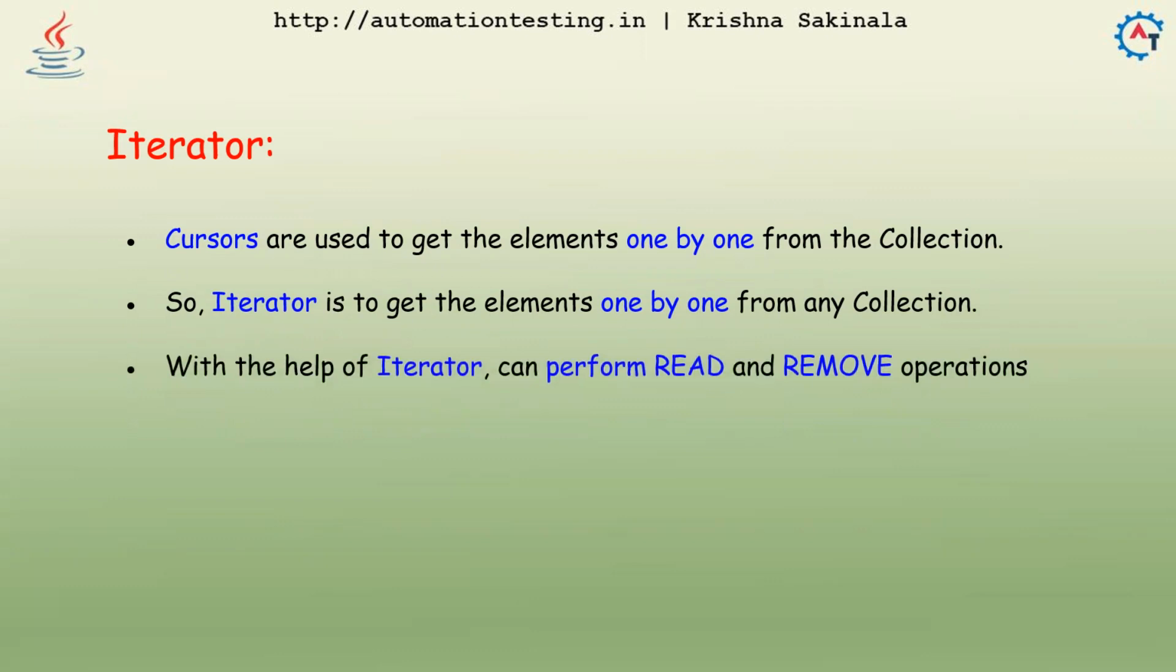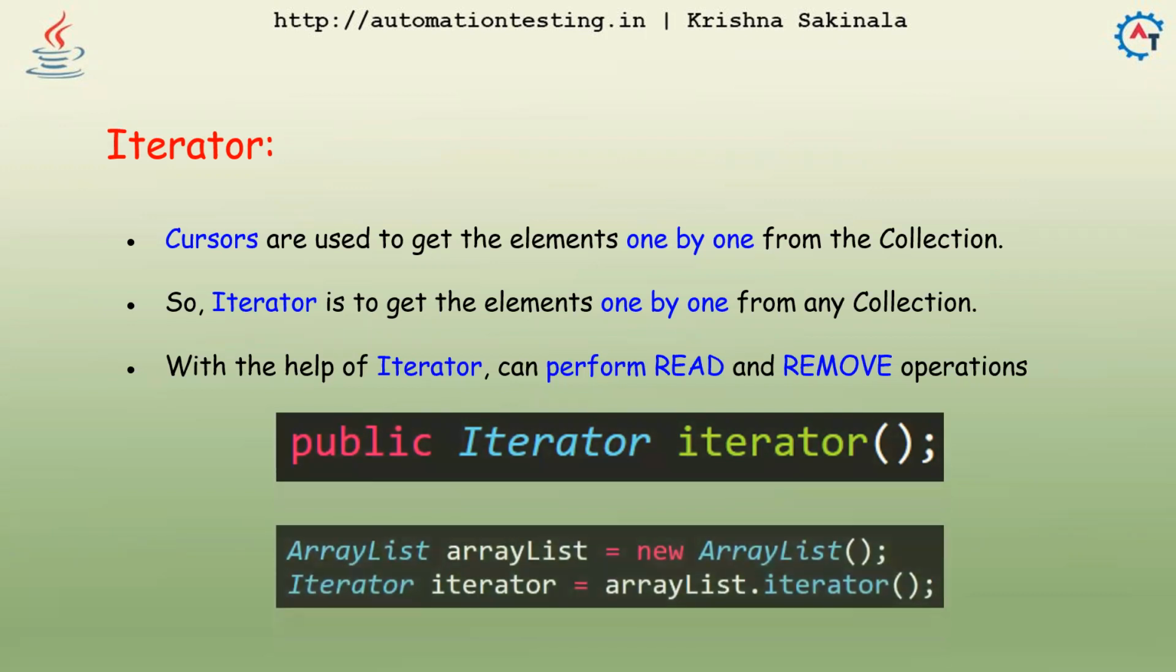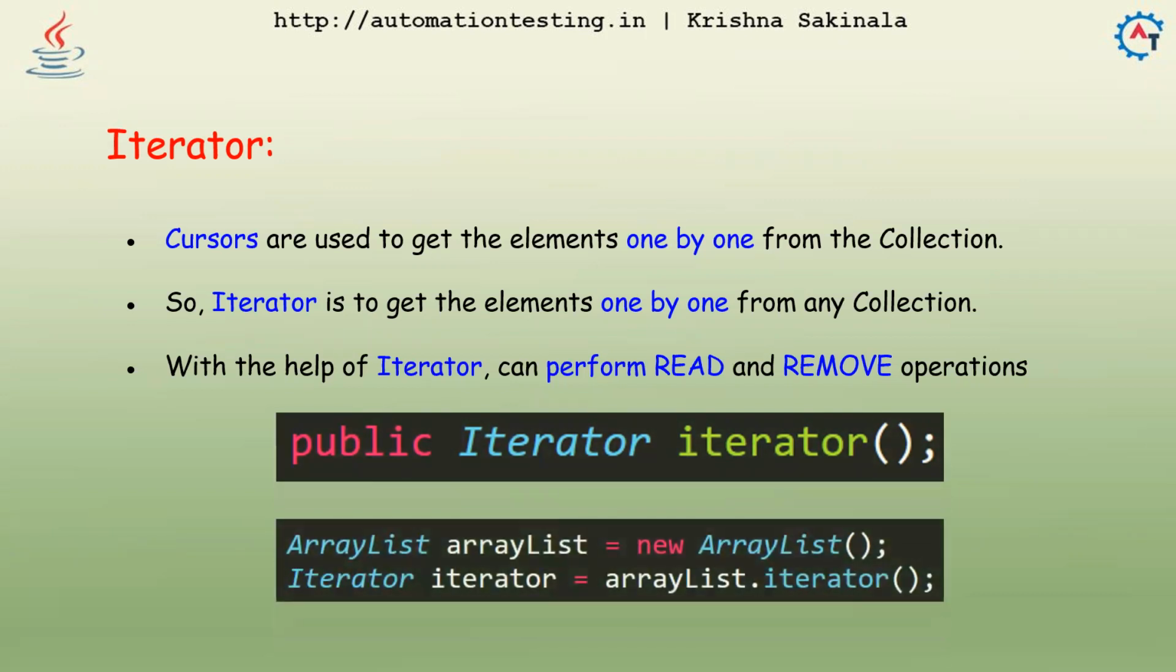In our previous video, we have seen that with the help of enumeration, you can do only one operation, that is read. But here we can do both read and remove operations with the help of iterator. So the method is public Iterator iterator(). The return type of that is Iterator. If you take an example, ArrayList al = new ArrayList, then al.iterator() will give me an iterator reference.